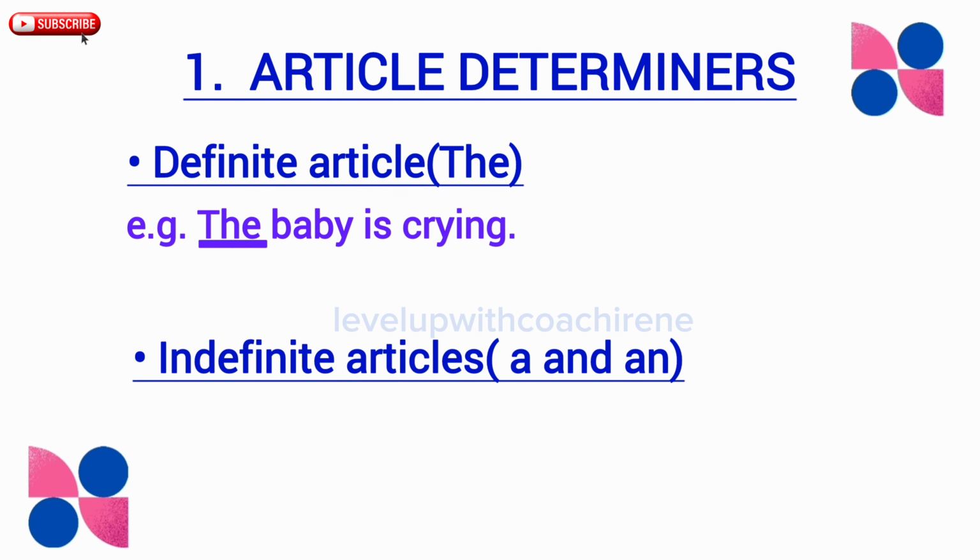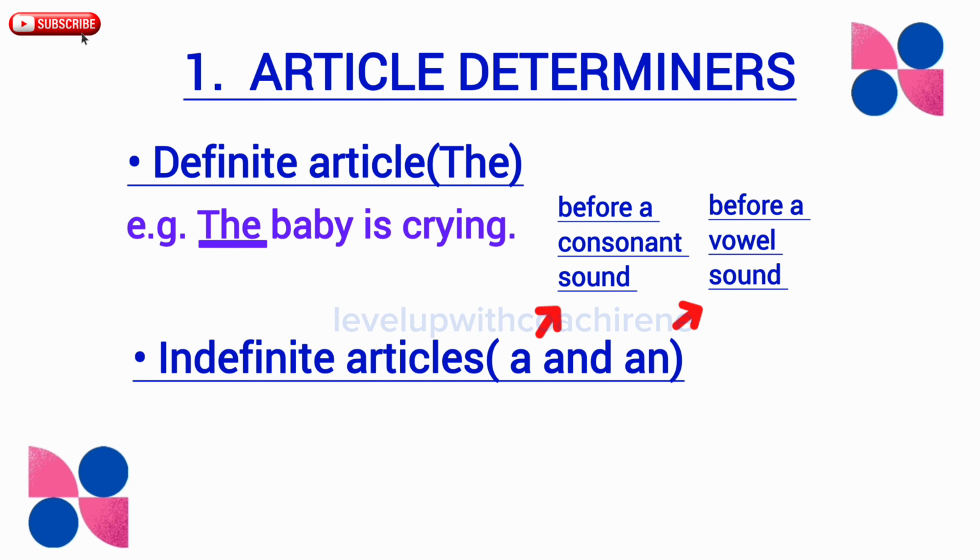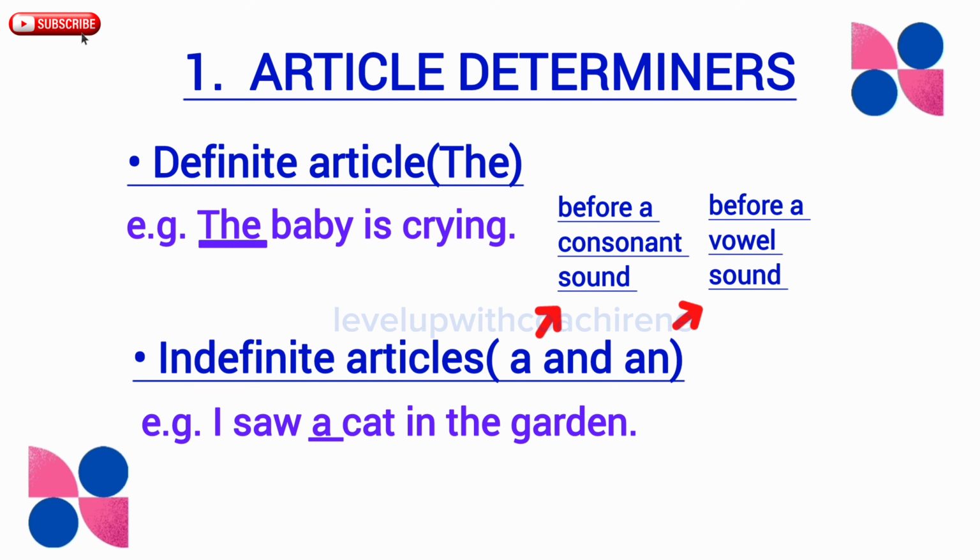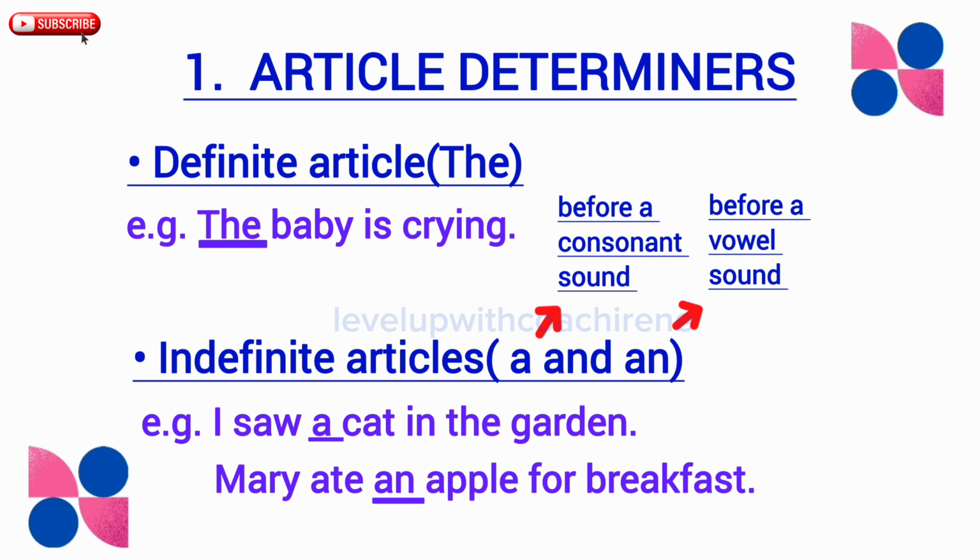Whilst indefinite articles refer to a non-specific noun, which include a and an. The choice between a and an depends on whether the next word starts with a consonant or vowel sound. A is used before words that begin with a consonant sound. Example, I saw a cat in the garden. A refers to any cat, not a specific one. An is used before words that begin with a vowel sound. Example, Mary ate an apple for breakfast. An refers to any apple, not a specific one.